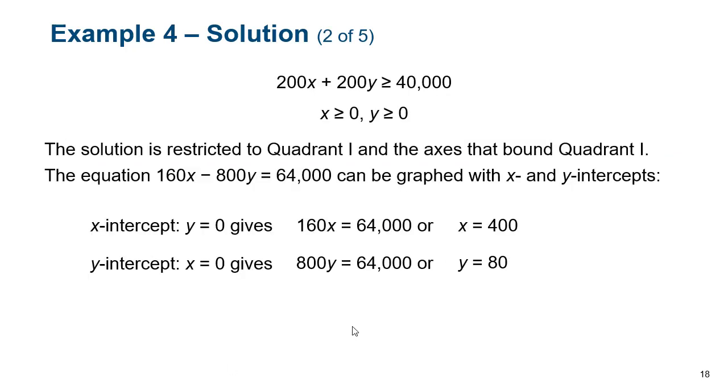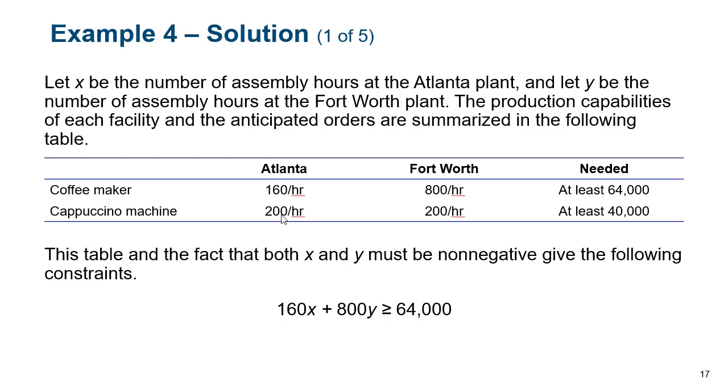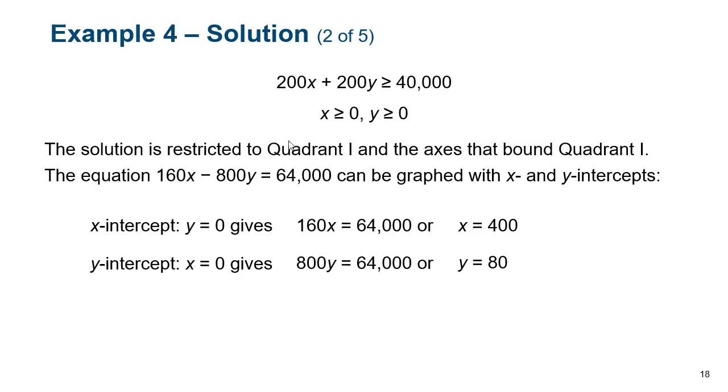Well, how about the other one: 200x plus 200y has to be greater than or equal to 40,000. Remind yourself, 200x, 200y, 40,000. So there are two constraints, plus we have the basic constraints that x and y have to be greater than or equal to 0, because x and y represent hours of production in each of the factories, and you can't have negative hours of production.